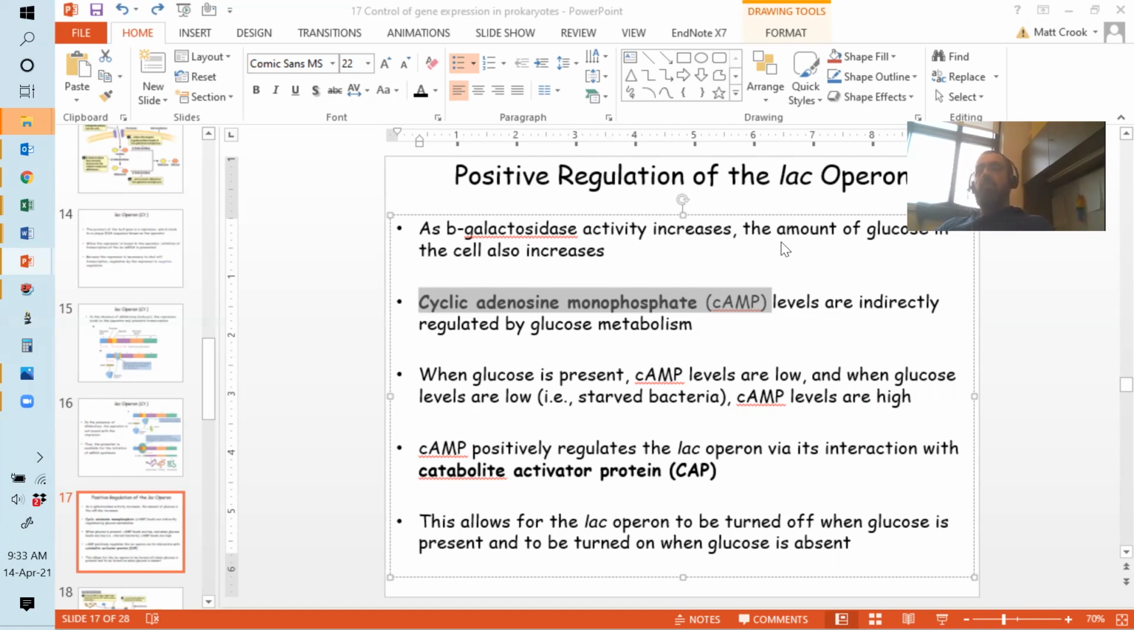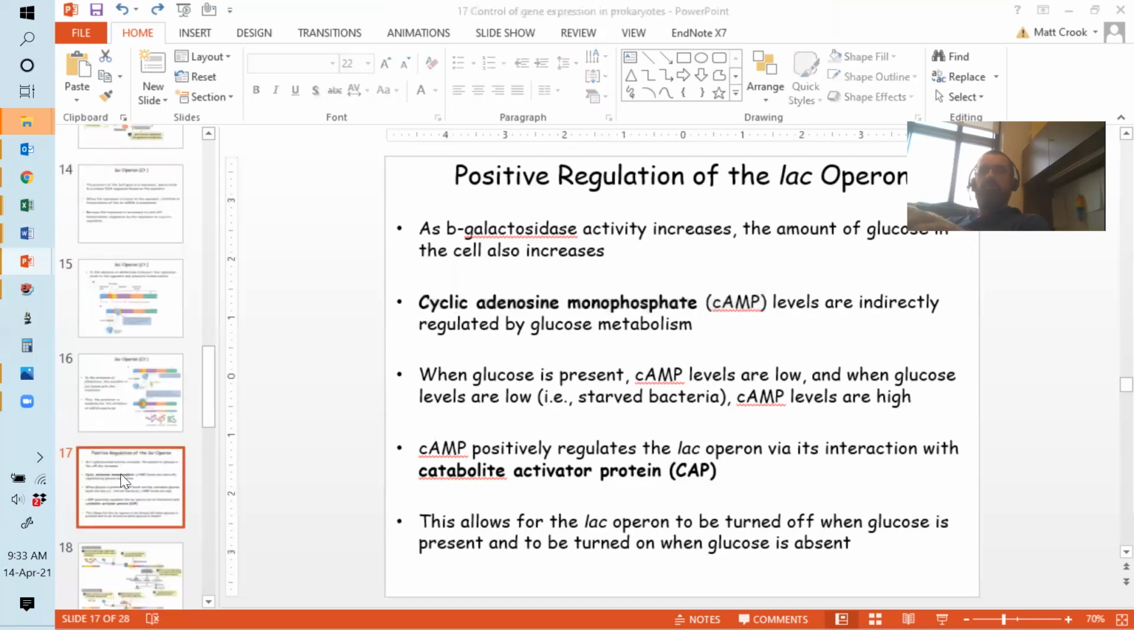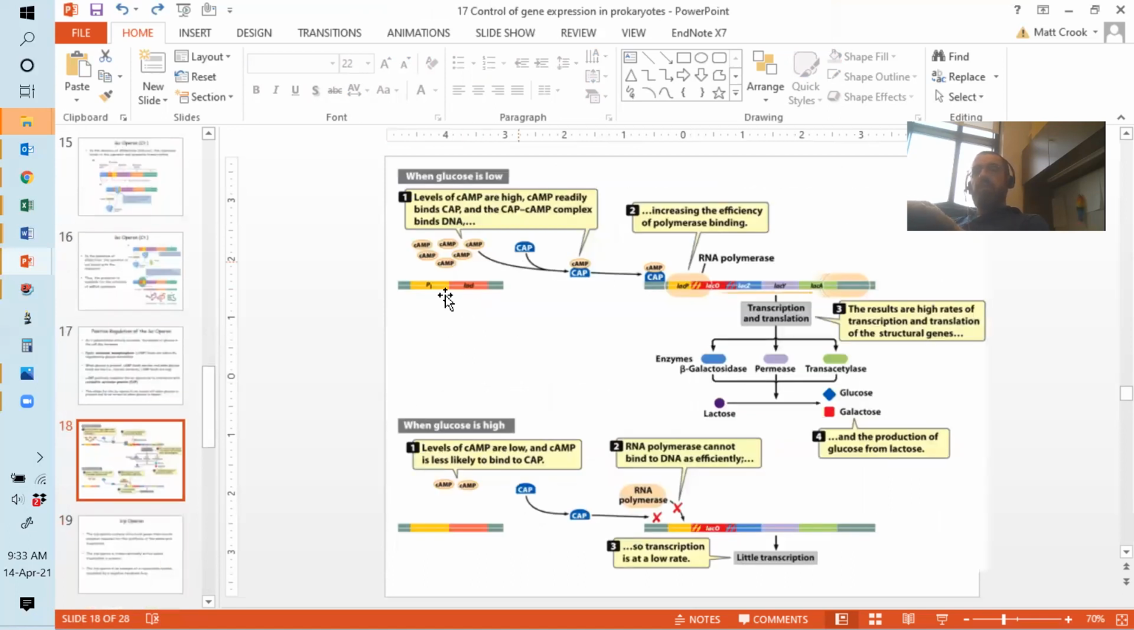And they do it via something called the catabolite activator protein, CAP. So when you have lots of cyclic AMP, you will have it bound to lots of catabolite activator protein. And this basically promotes the transcription of the lac operon, right? So this is positive regulation. And again, stop me at any point, right? CAP is produced by another gene, sorry.